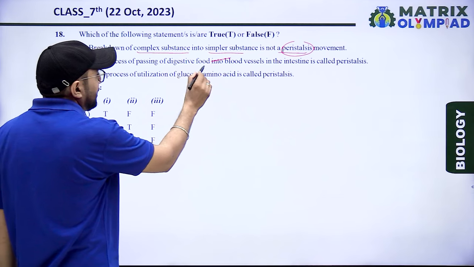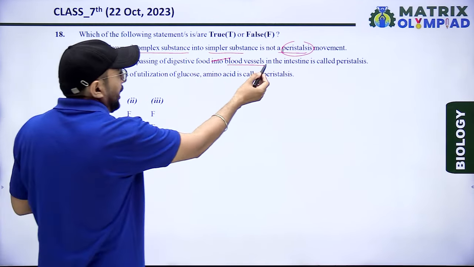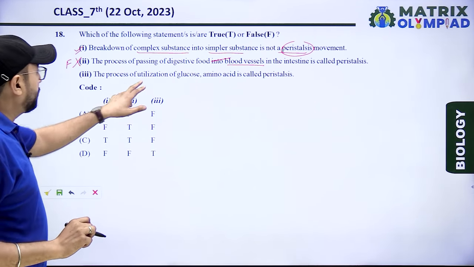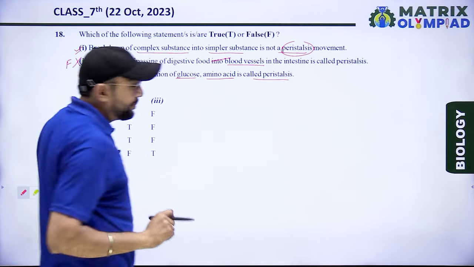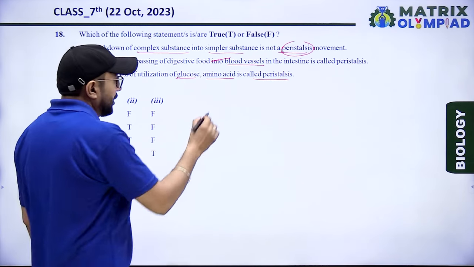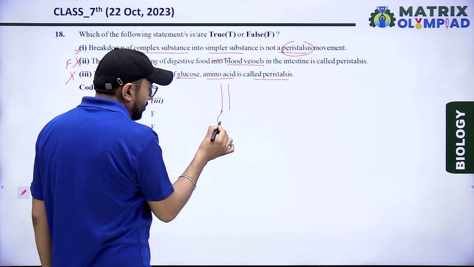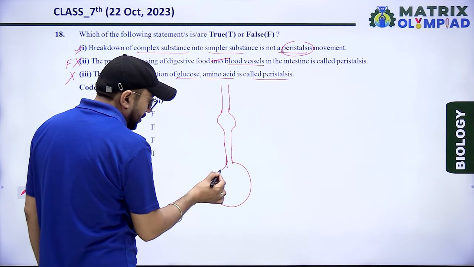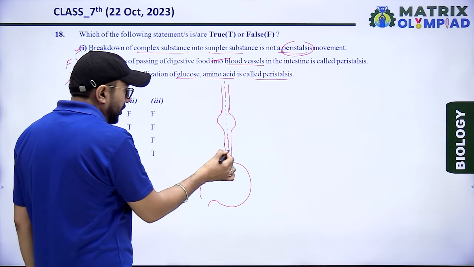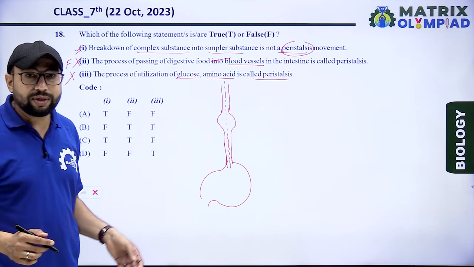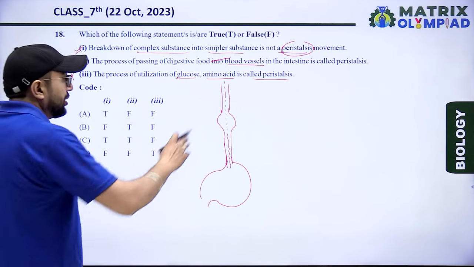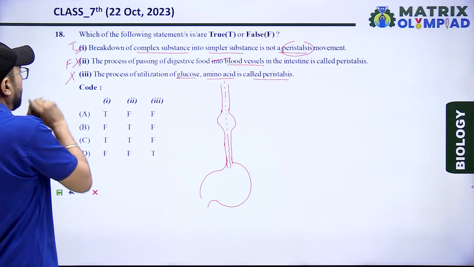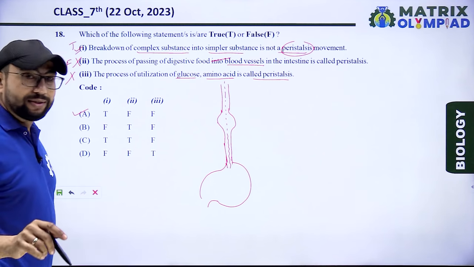The process of passing of digested food into blood vessels in the intestine is called peristalsis. No, that is wrong. Means false statement. The process of utilization of glucose and amino acid is called peristalsis movement. No, that is wrong. Peristalsis movement is in the esophagus, where food is transferred from the buccal cavity to the stomach. So it is a movement of food into the stomach. So first option is right, but this movement is not involved in this case. So according to statements, our right option is true, false, false. Option A is the right answer for this question.